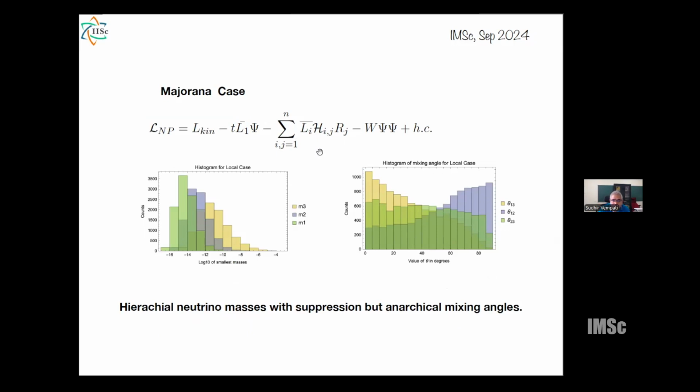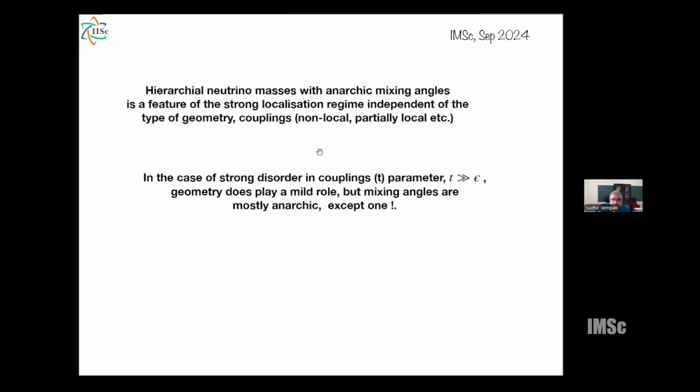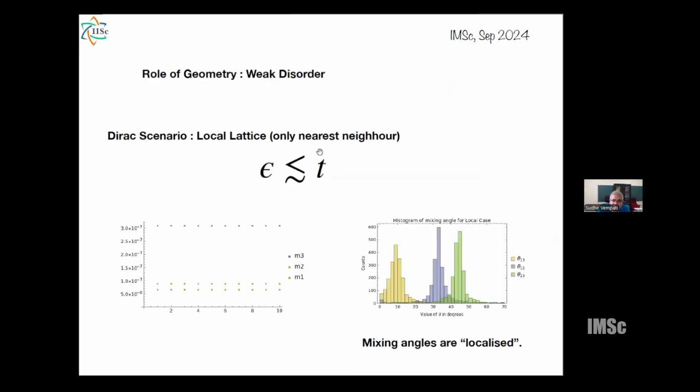I'll come to the Majorana masses if I have time. To summarize, the strong localization limit predicts anarchical mixing angles for neutrinos, which I don't think fits the data very well, but it's a prediction of the theory essentially. But it doesn't mean that we had to rule it out. No, the actual thing is we can invert it.